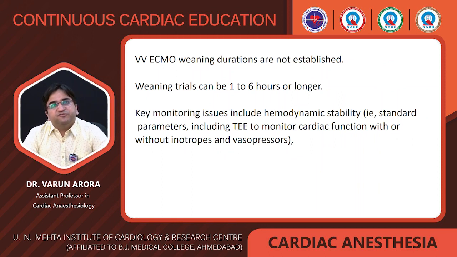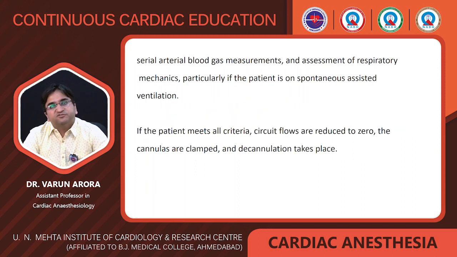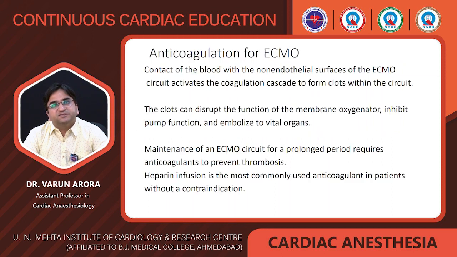The duration of weaning trials for VV ECMO is not established. Weaning time can be 1 to 6 hours or longer, and key monitoring issues include hemodynamic stability, with standard parameters including TEE to monitor cardiac function, with or without inotropes and vasopressors. Serial ABG measurements and assessment of respiratory mechanics are needed, particularly if the patient is on spontaneous assisted ventilation. If the patient meets all criteria, circuit flows are reduced to 0, cannulas are clamped and decannulation takes place.